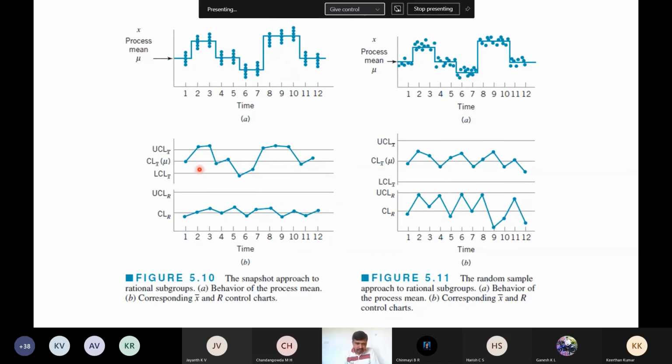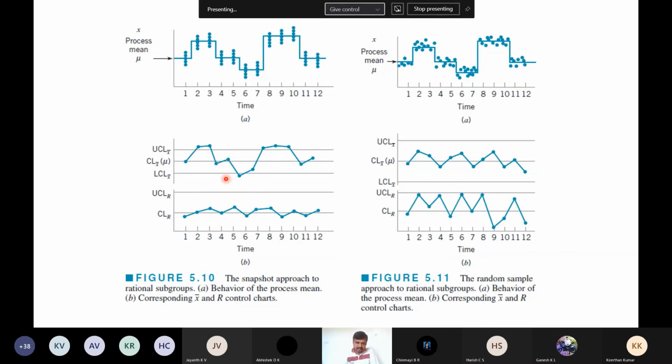And these values are an indication of a shift in the process mean. Earlier the mean was here, now the mean has shifted to this position, and again it comes back to this. So from this you can understand there is a shift in the process mean. Next, if you plot an X bar chart and an R chart for these samples, the chart will look like this. This is the X bar chart and this is the R chart.